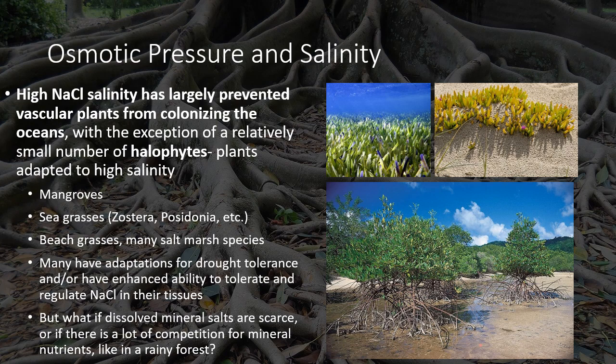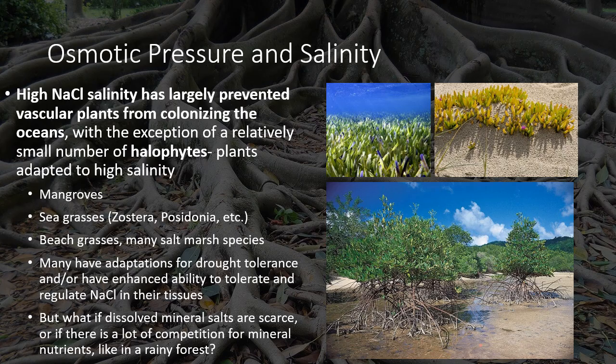There are some notable exceptions. Mangroves are a big one. The seagrasses, like Zostera and Posidonia. Zostera is known as eelgrass, and you get a lot of Zostera eelgrass beds along the coasts of Oregon, Washington, British Columbia, and Alaska. Posidonia is a tropical seagrass that grows in the Indian Ocean and around Australia.